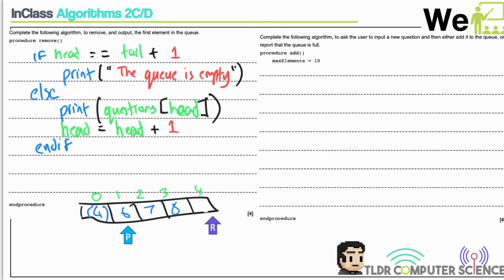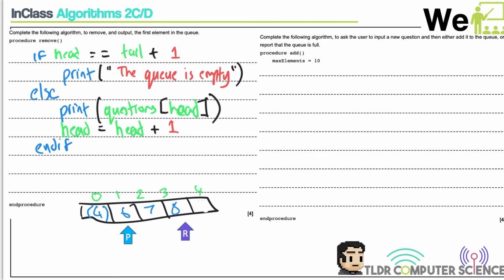Nope. Oh, it's just being extra. And then it turns out being extra sometimes is just being the right amount. So, to ask the user to input a new question and either add it to the queue or report that the queue is full. All right. So let's come back to my model. So this is actually pointing at the last item, is it not? I need to use this then to make a judgment as to whether it's full.